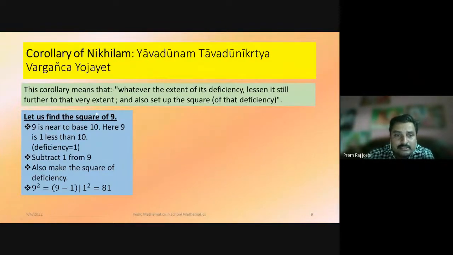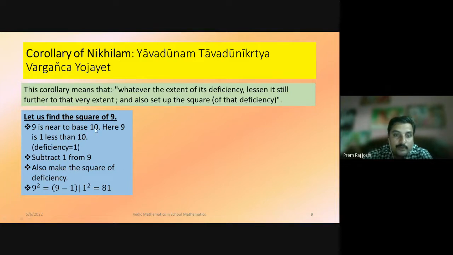To find the square of 9, what this corollary tells is that we first have to know by how much number it is less than the base, or we need to find the deficiency of this number from the base. So this number 9 is close to the base 10. The deficiency is 1 because 9 plus 1 is 10.